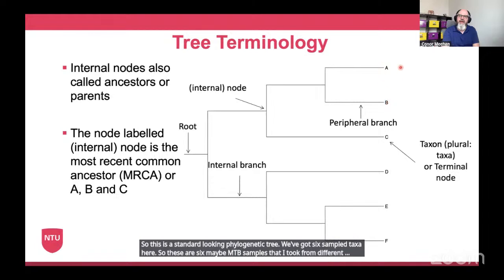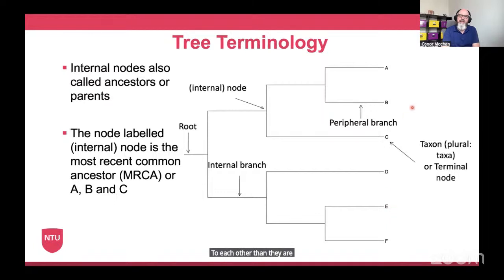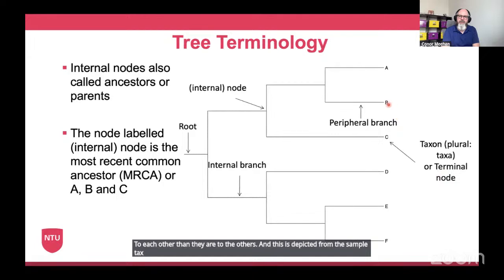And this is saying that A and B are more related to each other than they are to C, D, E, or F. E and F are more related to each other than they are to the others. And this is depicted by, from the sample taxon, which is sometimes called a terminal node, we have a branch that goes to an internal node. And A and B share an internal node or an estimated ancestor, which they do not share with everybody else, and that means that they're more related to each other. So the closer they are in the tree, the smaller the evolutionary distance between them.